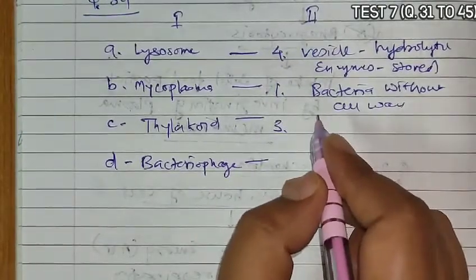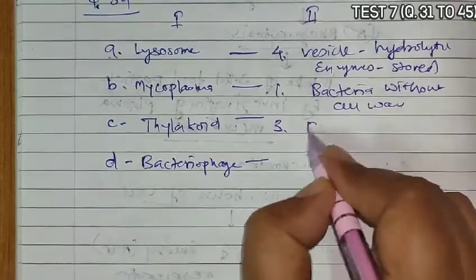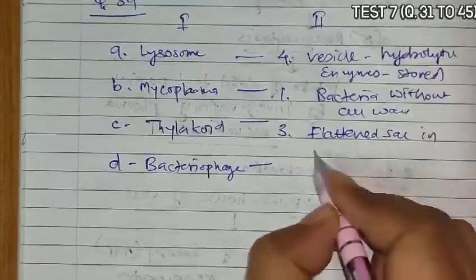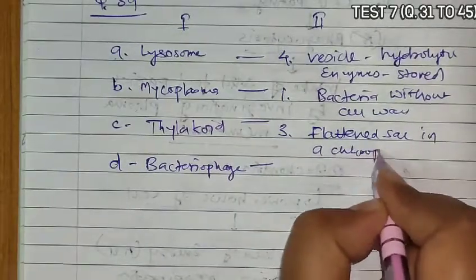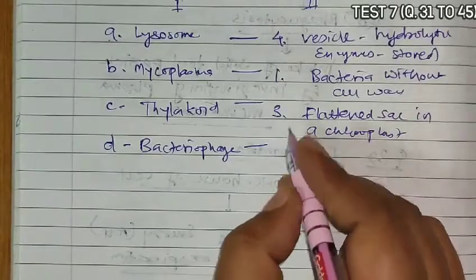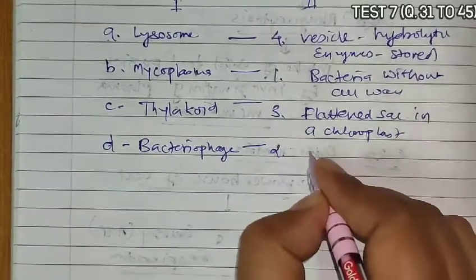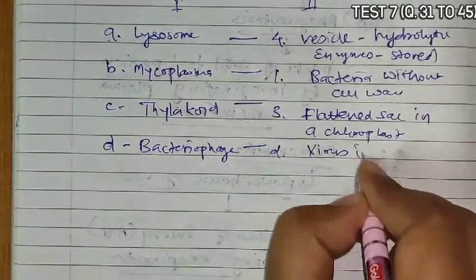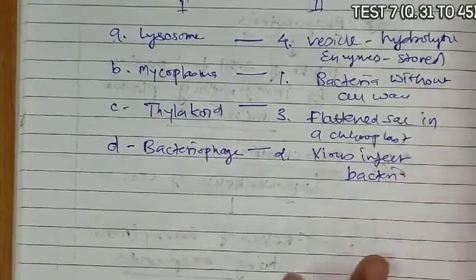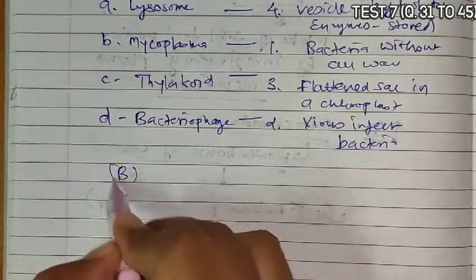And C, thylakoid, matches with the third, that is a flattened sac in a chloroplast. And D, bacteriophage, matches with option 2, that is a virus that infects bacteria or bacterial cells. So according to this, B becomes the correct answer.